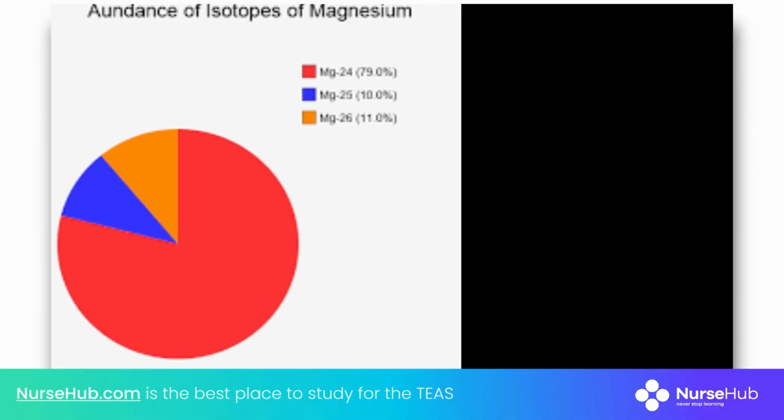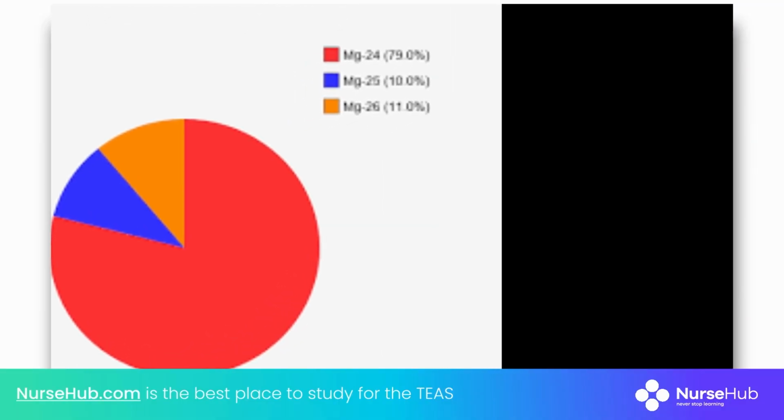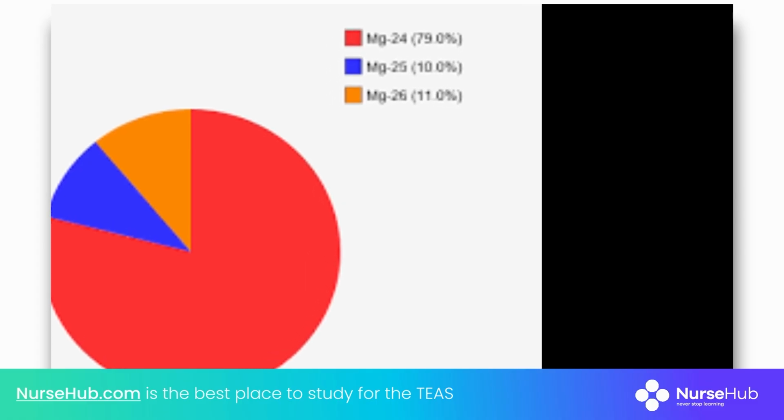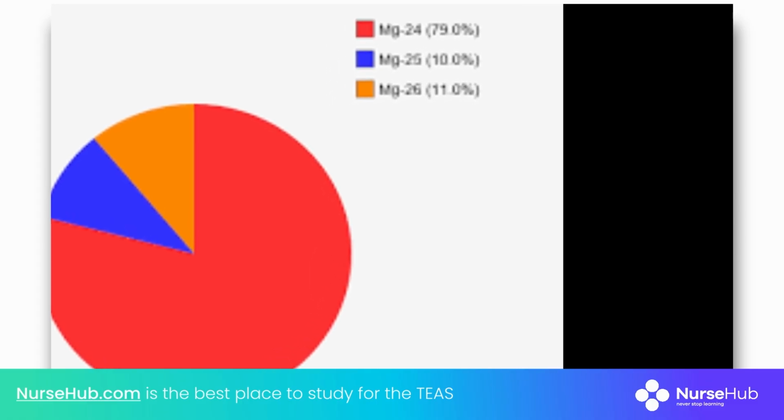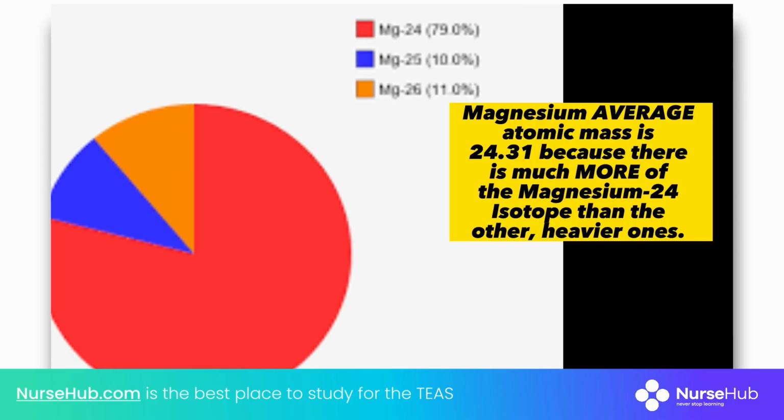Check it out. This pie chart shows all the different magnesium isotopes. There's magnesium-24, 25, and 26. The average of all of these in terms of abundance and how much exists is 24.31. And that's the mass we see on the periodic table.